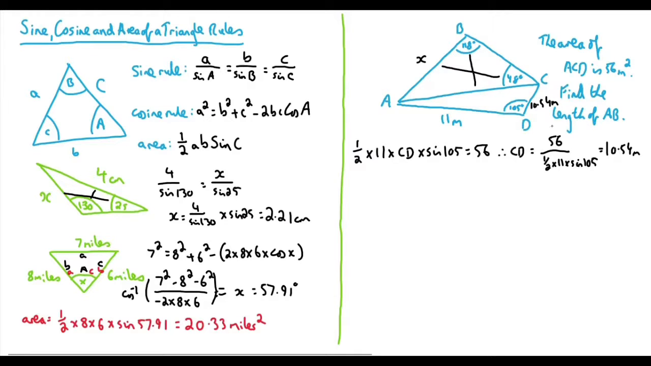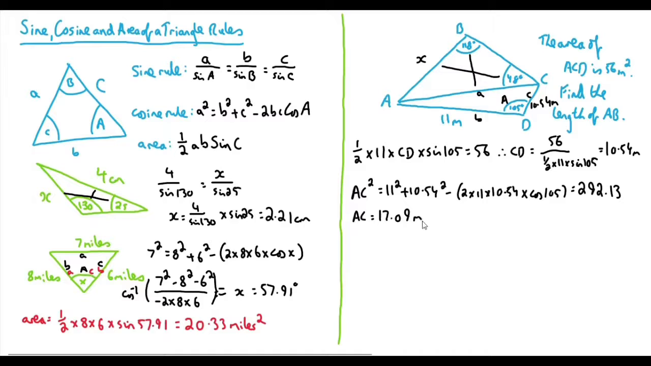Now that we have this, we have two sides and an angle between them, and we're after a third side. This will be the cosine rule, therefore, because it involves all three sides. And we now know the angle that's opposite that side. Let's say that's your B and that's your C. So your AC squared is going to equal 11 squared plus 10.54 squared minus 2 times 11 times 10.54 times cos 105, and putting that all in to start off with will get you, to 2 decimal places, 292.13. So then AC on its own is going to be the square root of that, which again to 2 decimal places is 17.09 meters.